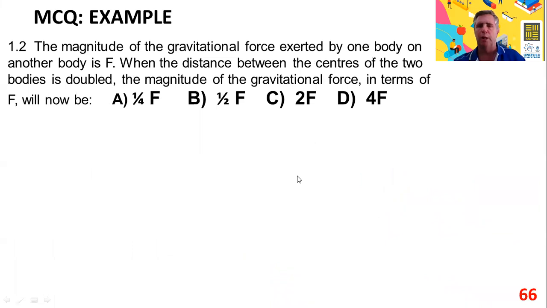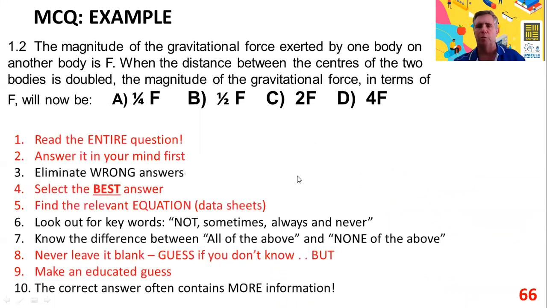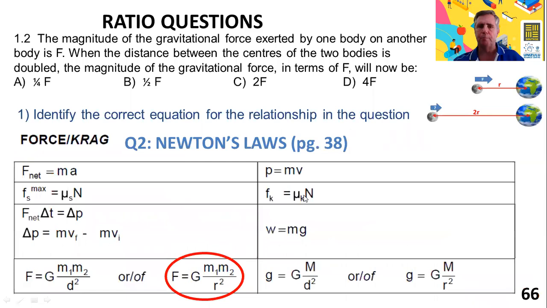Now, you notice what we did is we used some of our top tips for multiple choice questions, which I taught you just a few minutes ago. Not all of them, but we read the entire question, tried to answer it in our mind without looking at the answers, and selected the best answer, which is A. We did this by finding the relevant equation from the data sheets. We'll do a lot more about that. We never leave the answer blank, and if necessary, we make an educated guess.